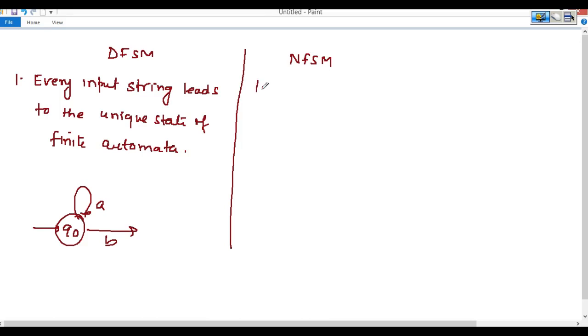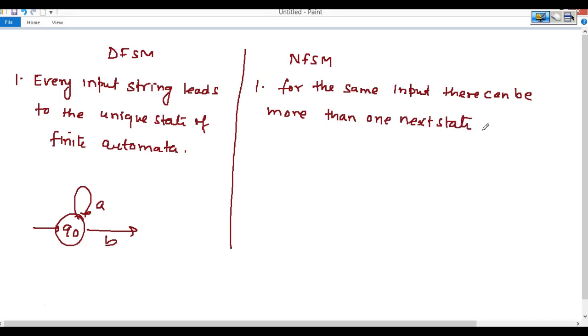But in NDFSM it is not necessary. For the same input, there can be more than one next state. So you can just assume here NDFSM is like a temporary, rough structure. Rough structure means, consider machines you have designed, and maybe a machine is not accepting for every input as you constructed it, then it is called NDFSM. But DFSM is the particular perfect machine. That is the main difference between the NFSM and DFSM.